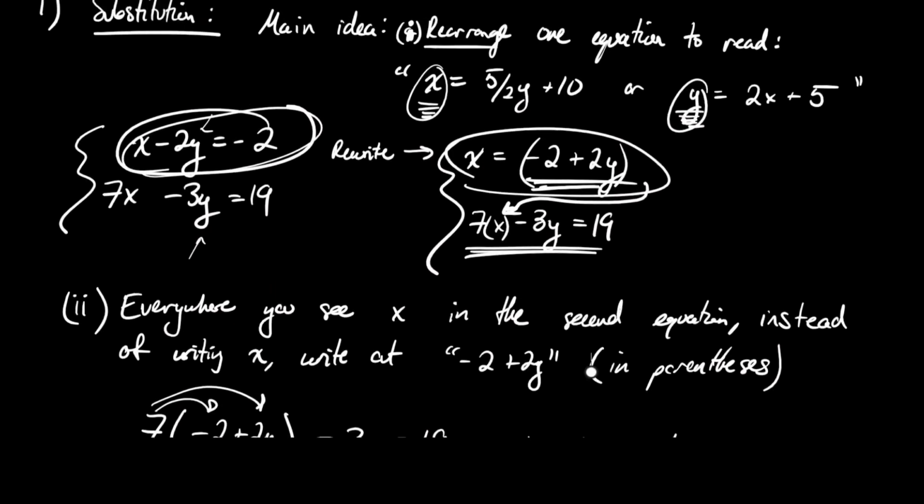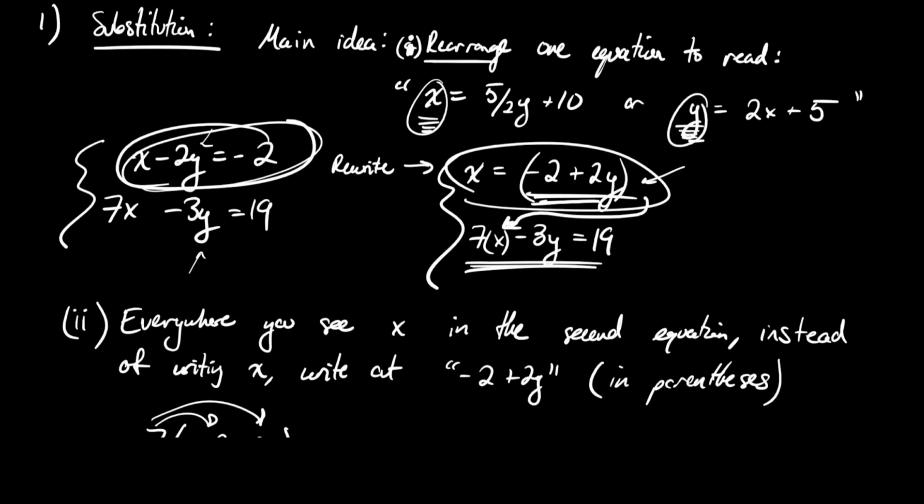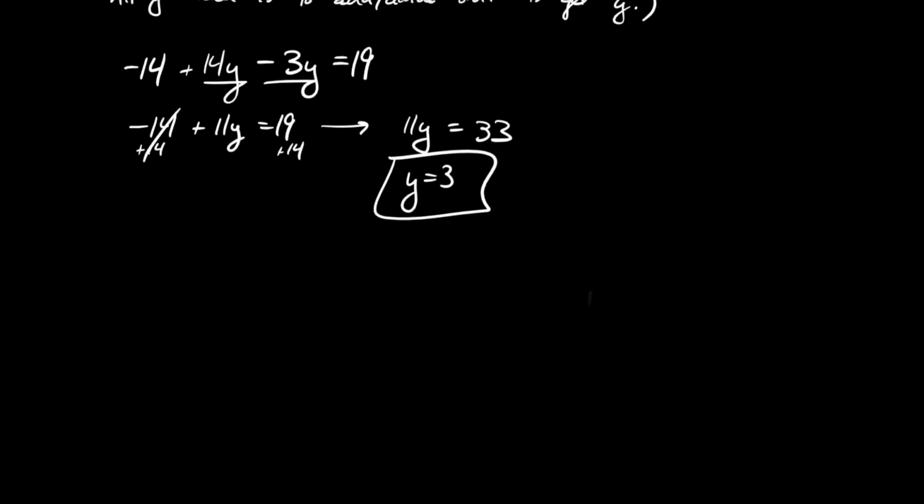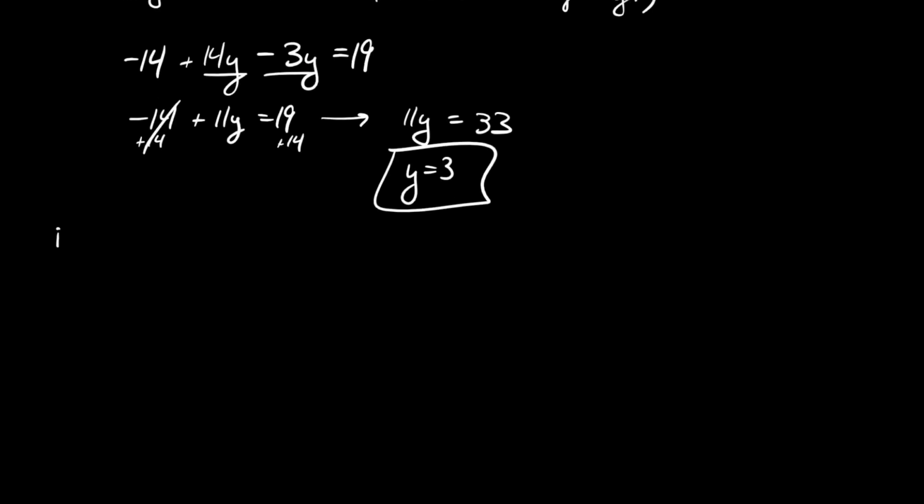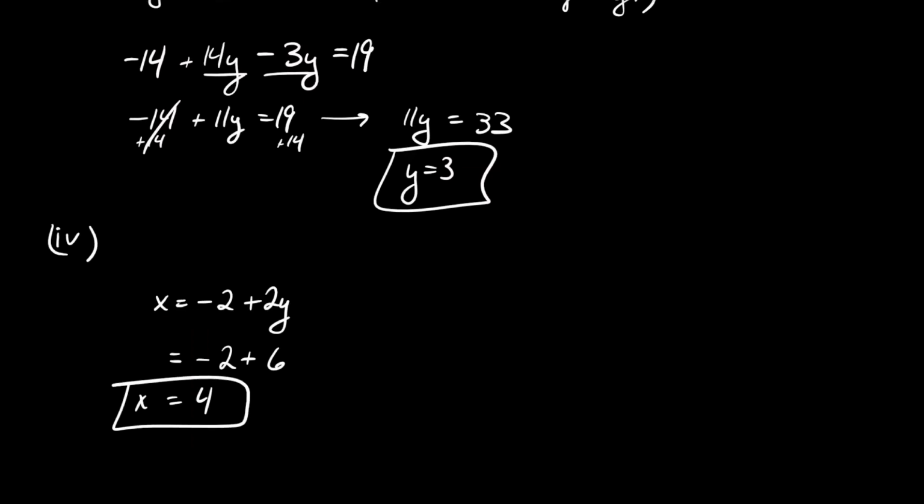So we've actually rewritten the top one in a really nice form. X is negative 2 plus 2y. But we now know that y equals 3. So 2 times 3 is 6. So x equals 4. So perfect, that's our solution. X equals 4 and y equals 3. And if you want, you can actually check that that does work in the original problem.